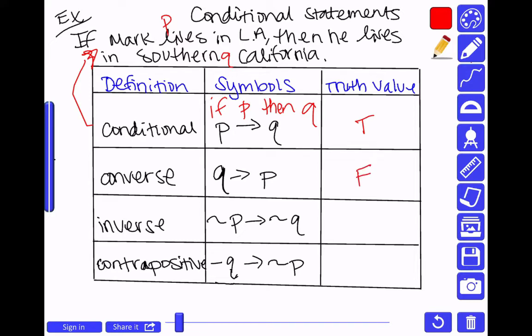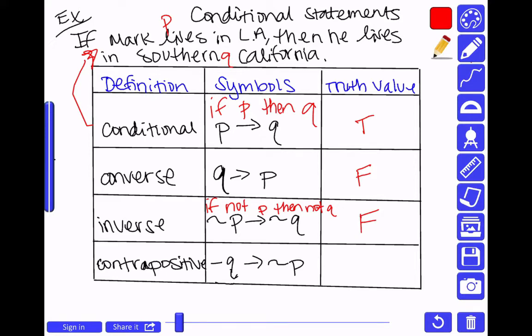The inverse is if not P, then not Q. That's what that means. If not P, then not Q. So if Mark does not live in LA, then he does not live in Southern California. Well, if he doesn't live in LA, then that means he could live in San Diego, which means he still lives in Southern California. So this is false.